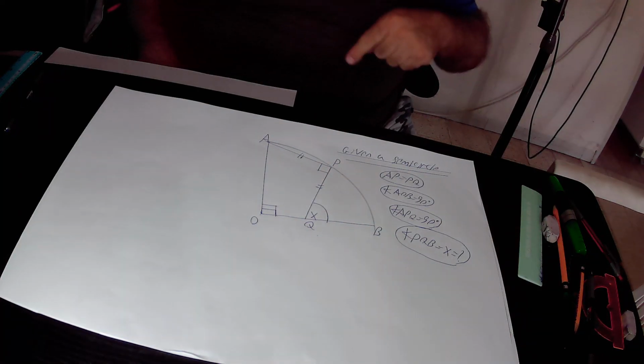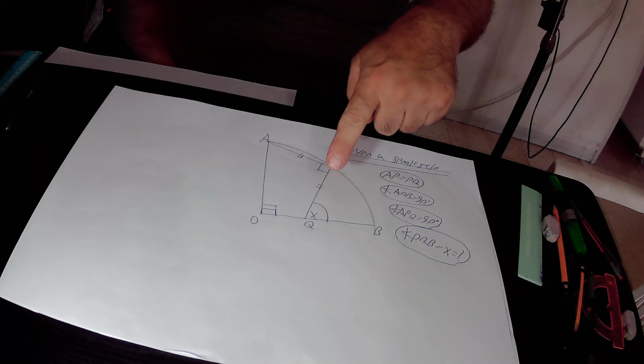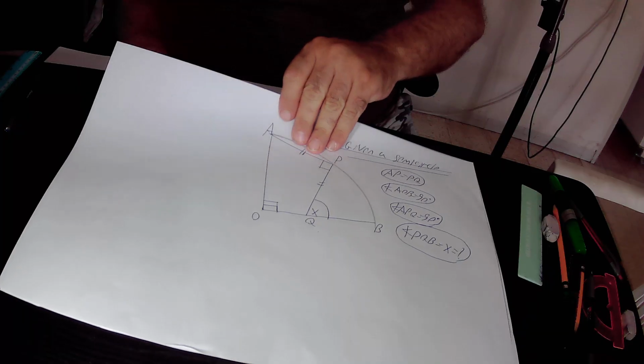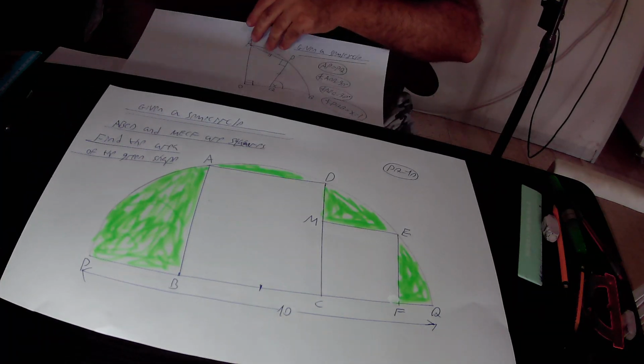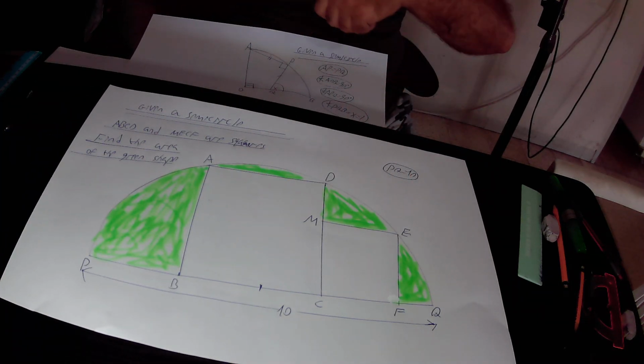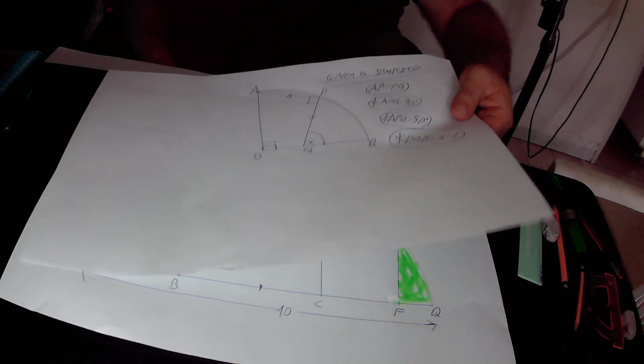Hello, in this lecture I will answer two questions. In the first question, we find out the size of this angle x, and in the second question, we find out the area of this green shape. So we start with the first question.